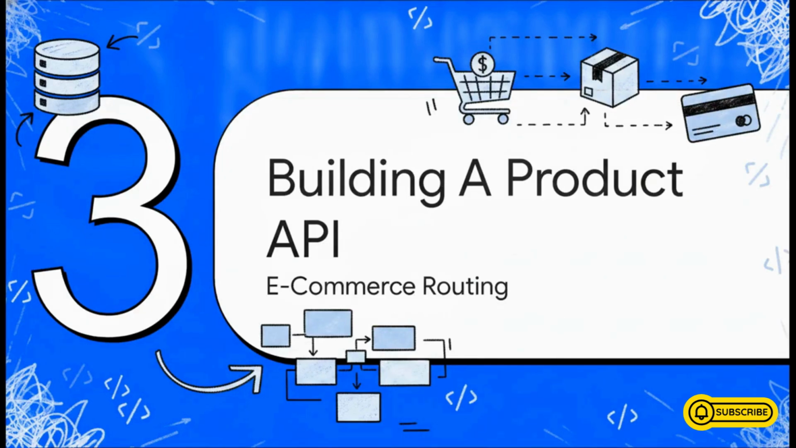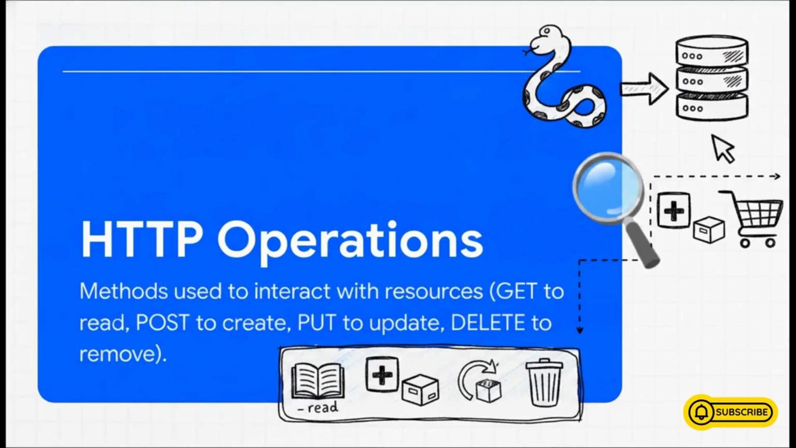Moving right along to section 3, let's build an actual product API. Let's take that foundational knowledge and apply it to a practical, real-world e-commerce product API. If we want to manage a product catalog, we have to map our back-end Python logic to standard HTTP operations. The golden rule here is simple. GET is to read data, POST is to create new data, PUT is to update existing data, and DELETE is to, well, remove it. Every single button click on an e-commerce front end maps directly to one of these 4 operations.